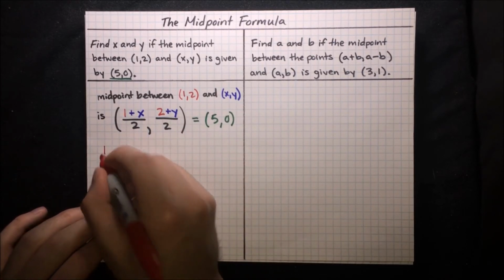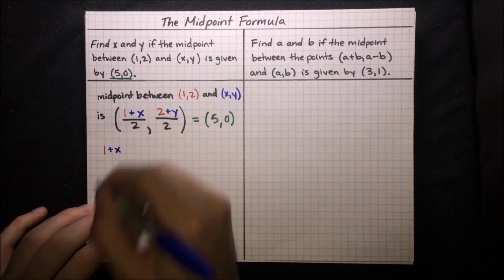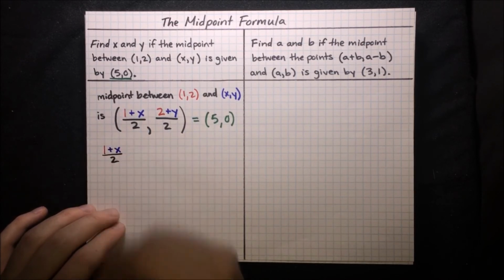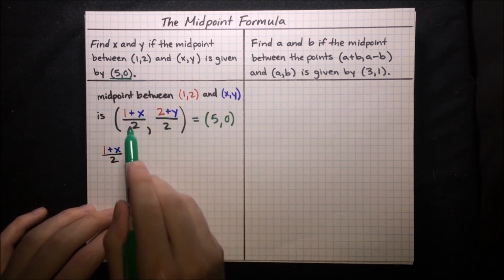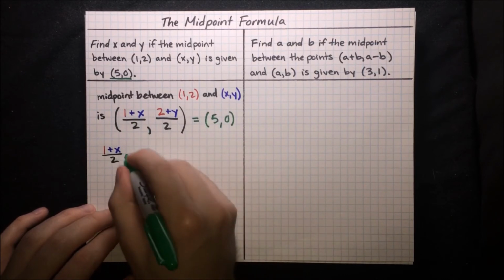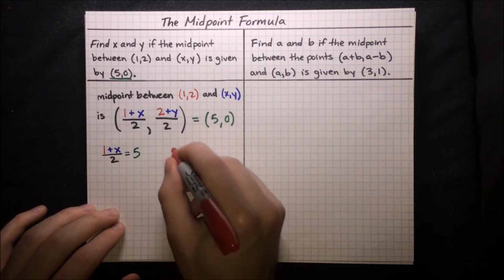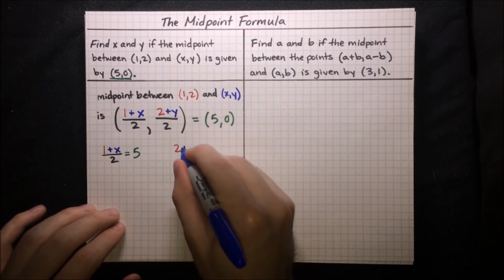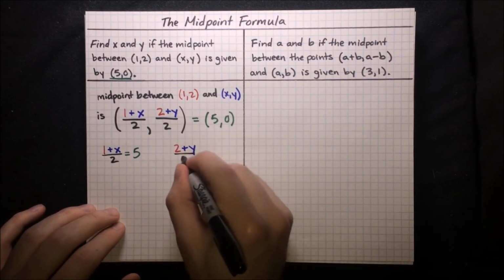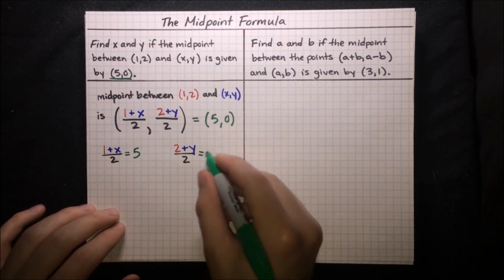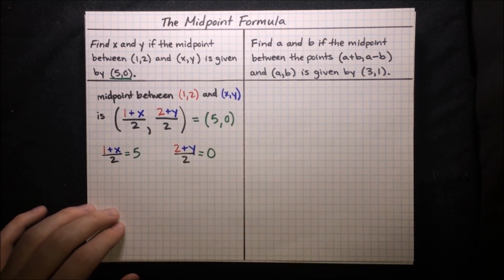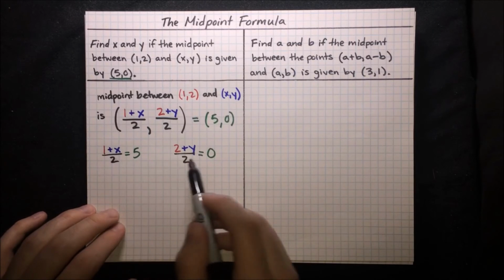First of all, 1 plus x over 2 has to be equal to 5, because they're both the x components of these 2 points. So that's equal to 5. And also the y components have to be equal. So 2 plus y over 2 has to be equal to 0. Now we can just solve each of these equations to find x and y.